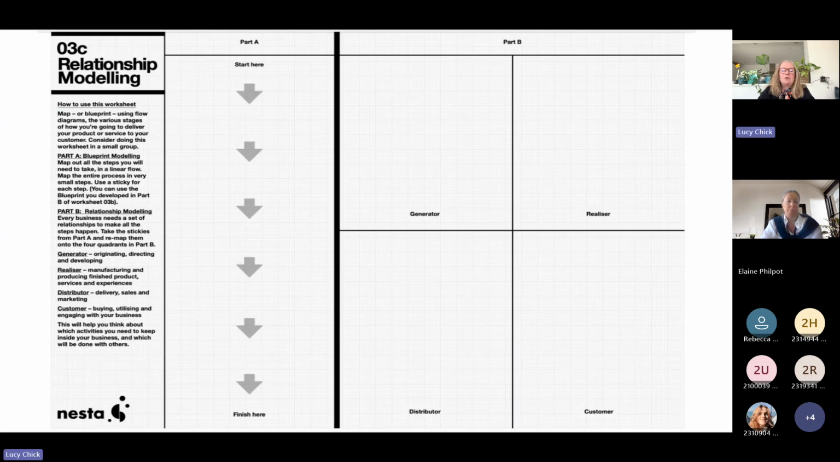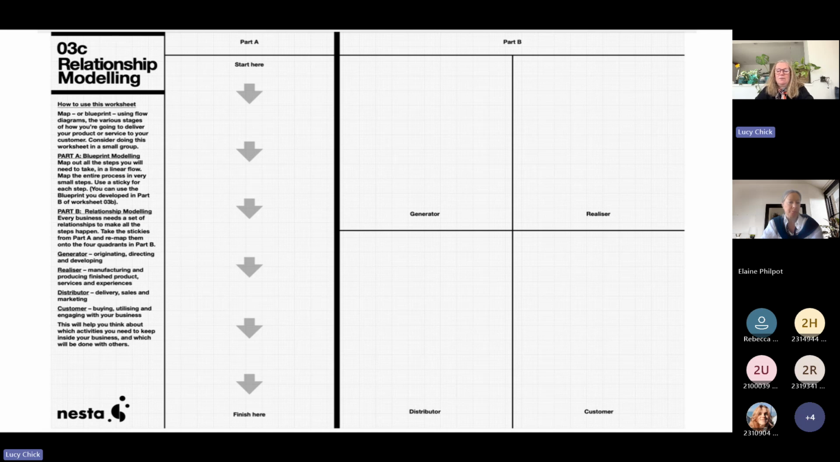So this is an example of the worksheet for relationship modeling, which comes from the Nesta Creative Enterprise Toolkit, and we'll make it into a worksheet and send it to you as well. As you can see, it talks about generator, realizer, distributor, and customer, which is really, really helpful. And it also talks about how you can take this information from your blueprint modeling and turn it into relationship modeling. So this is really starting to think about what happens when, and am I doing it or is somebody else doing it? So this is just a start of thinking about relationship modeling.